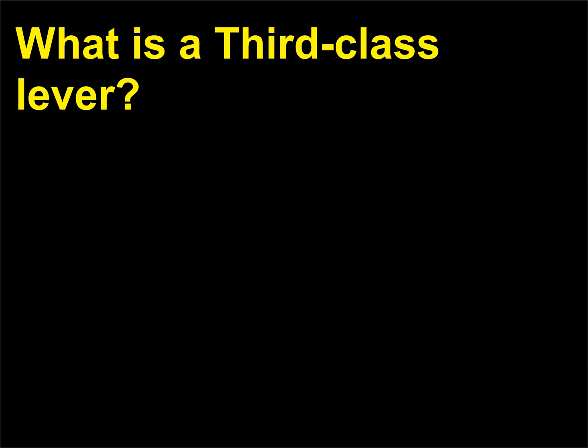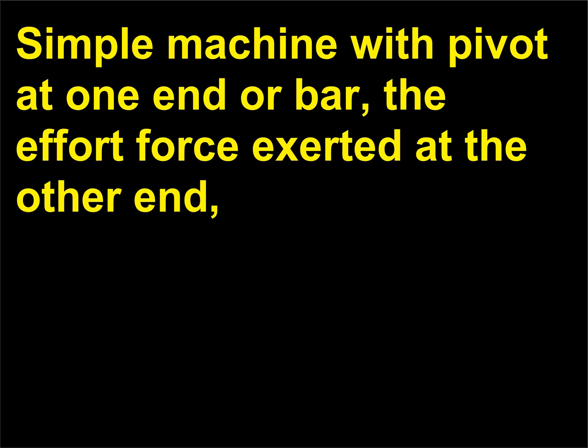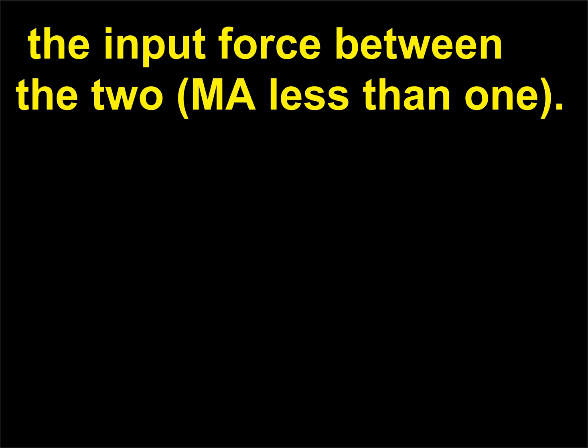What is a third-class lever? Simple machine with pivot at one end of the bar, the effort force exerted at the other end. The input force between the two, MA less than 1.